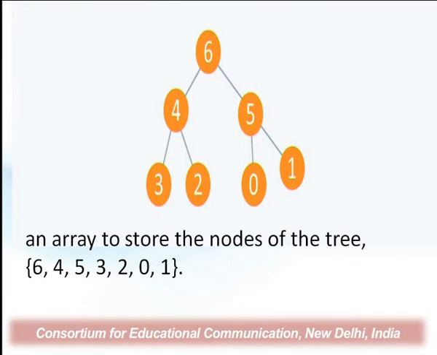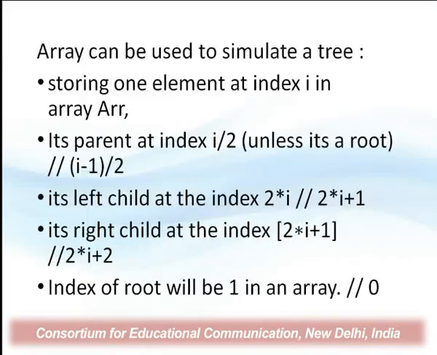So let's say we have a tree of this sort, 6 5 4 3 2 0 1, which in an array are stored as the numbers shown in the figure. These numbers have their own indexes inside the array. So what I am trying to say here is that every array can be simulated using a tree. Now how do we simulate an array as a tree?